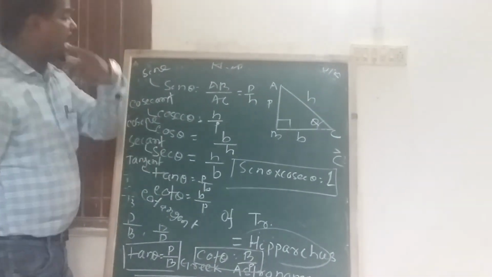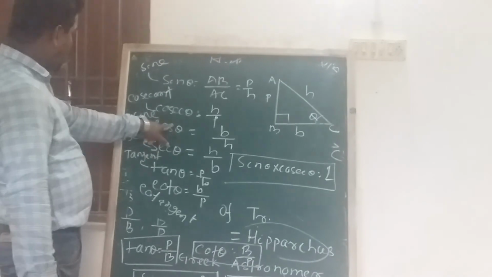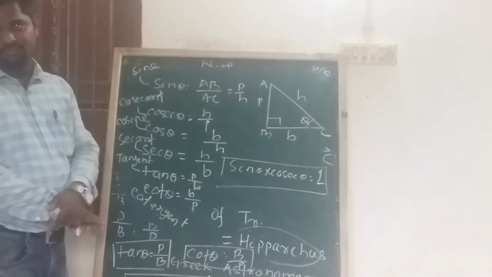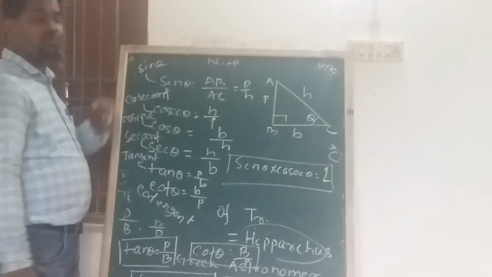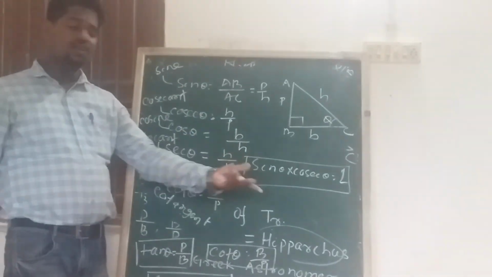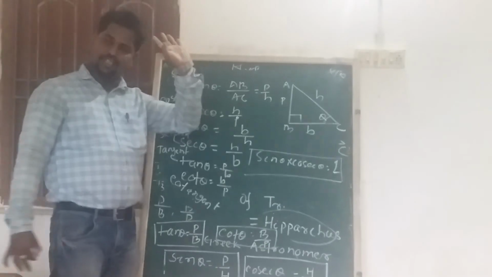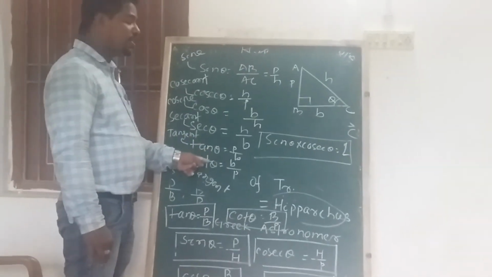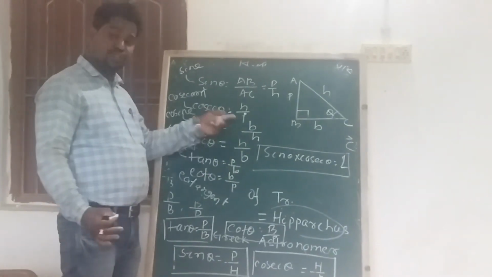Similarly, you can write down. Take a look. Both cos theta and sec theta are reciprocal to each other. When you multiply these two ratios, you will have 1 also. That means cos theta into sec theta is equal to 1. Similarly, tan theta into cot theta is equal to 1. Both are reciprocal to each other.